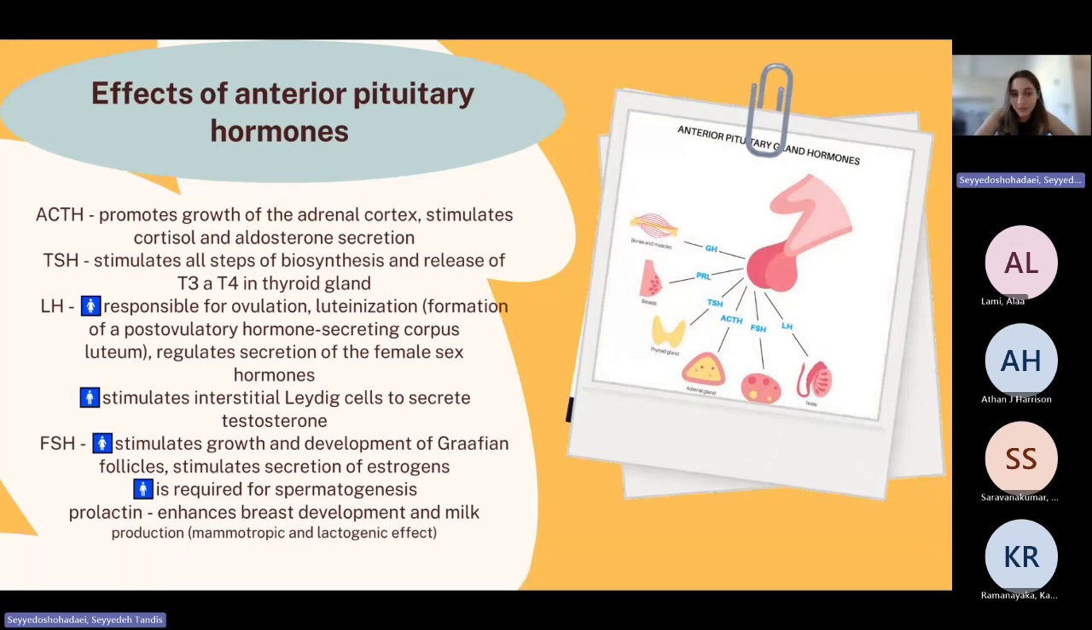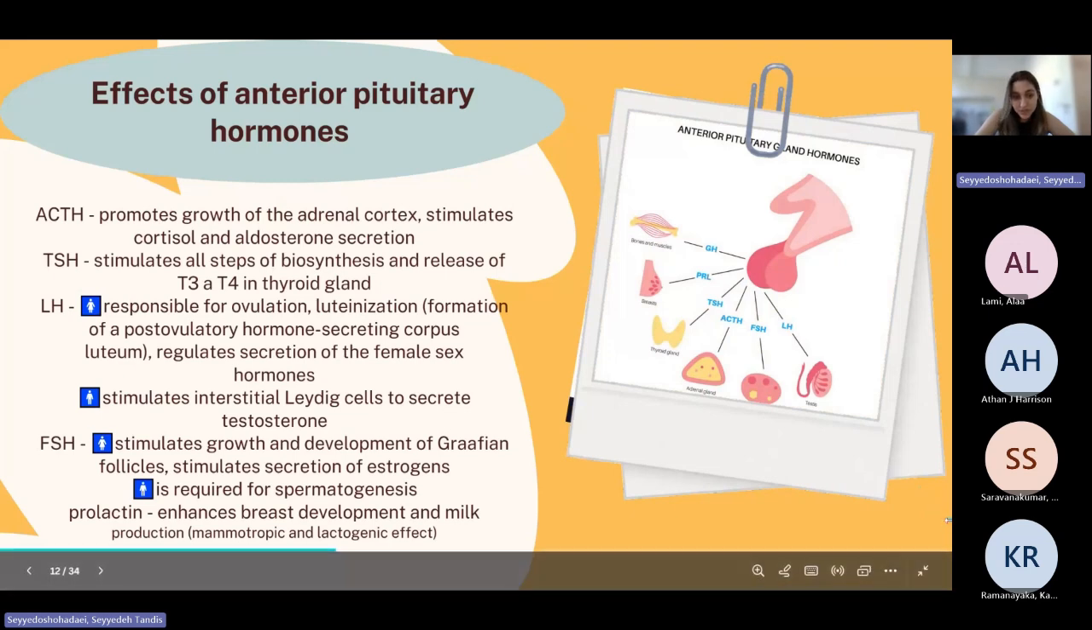Then we have LH and FSH. These two affect the genital system, and so the effects for male and female are going to be different. LH for female is responsible for ovulation and luteinization. That's why it's called luteinizing hormone, and it regulates secretion of female sex hormones. In men, it stimulates the interstitial Leydig cells to secrete testosterone. And after that, FSH stimulates the growth and development of follicles, the Graafian follicles, and it stimulates secretion of estrogen. And in male, it is necessary for spermatogenesis.